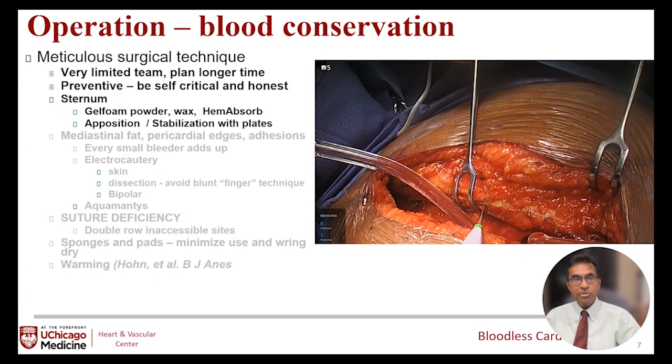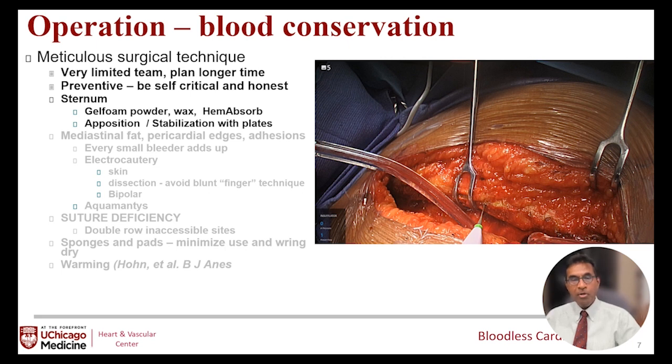So when you take these patients to the operating room, they never really will be fully optimized. In terms of the surgery itself, we talk about meticulous surgical technique. We accomplish that by having a very limited team. There's only one surgeon who actually does the surgery. We have PAs who are particularly experienced. We have perfusionists, nursing, anesthesia. And again, you have to be preventive. You have to know where your patients bleed from and prophylax against them bleeding from these spots.